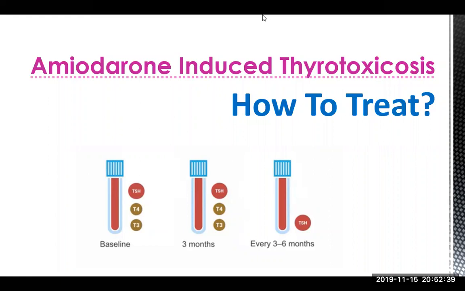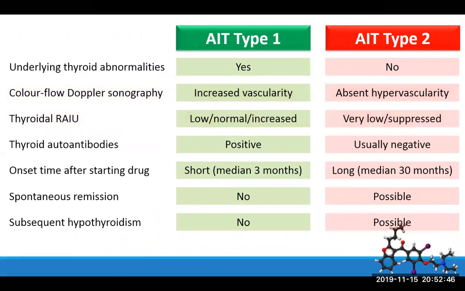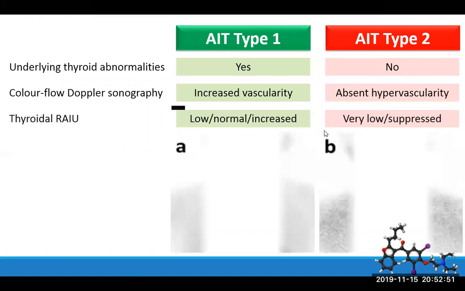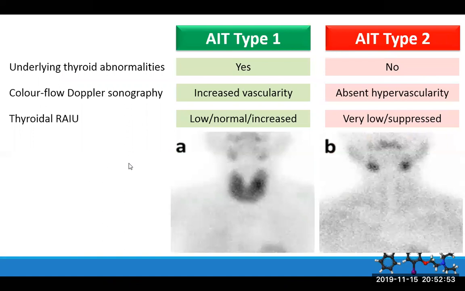Regarding the use of radioactive iodine in differentiating type 1 and type 2, usually patients who take amiodarone already have an iodine overload. And this might interfere with the uptake of iodine in the thyroid, even in a case of hyperthyroidism. So if you are given a choice between Doppler and radioactive iodine uptake, of course, you will go for Doppler. Yes, okay, thank you.